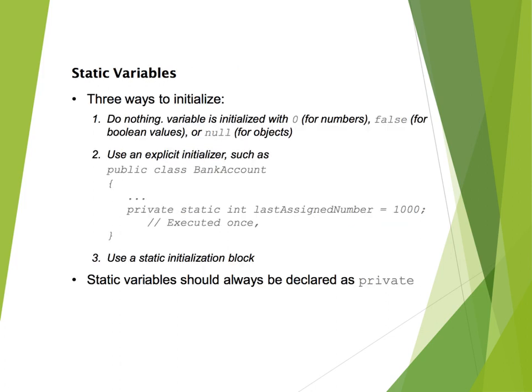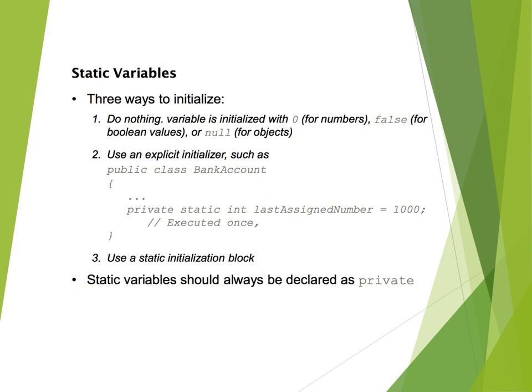So there are three ways to initialize static variables. First is to do nothing, and this way the variable is initialized to 0 if it's a number, it's initialized to false if it's a boolean, and if it's an object, it is initialized to null.